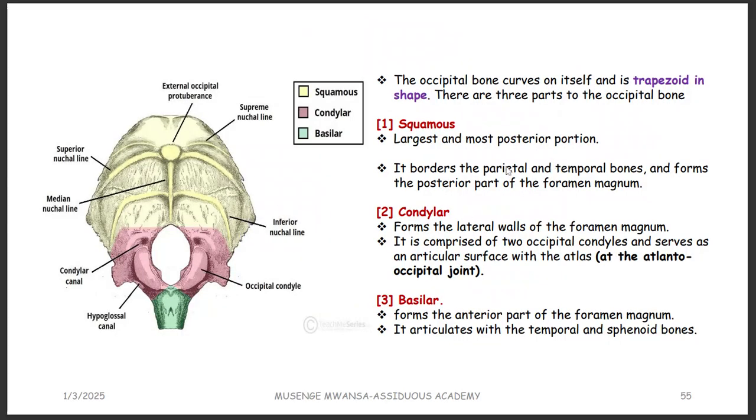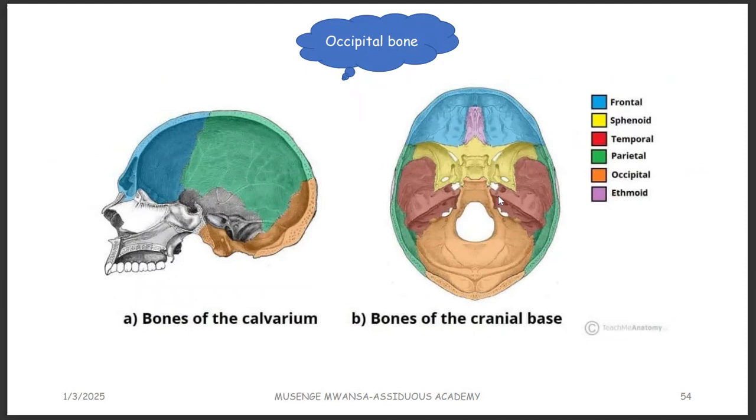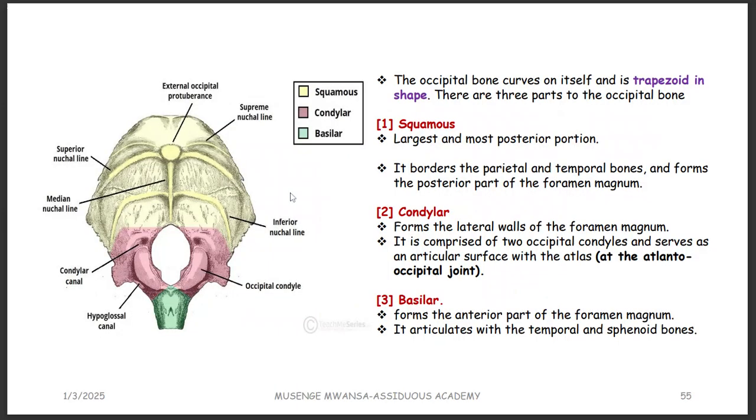Okay, that's important. Another thing is that it's going to form the posterior part of the foramen magnum. You can see it is the posterior part, because the squamous part is on the posterior aspect here. Like, this is the back, this is the front. So it forms this foramen, the biggest foramen, where the spinal cord passes. That's the foramen magnum, and this part is forming the posterior aspect.